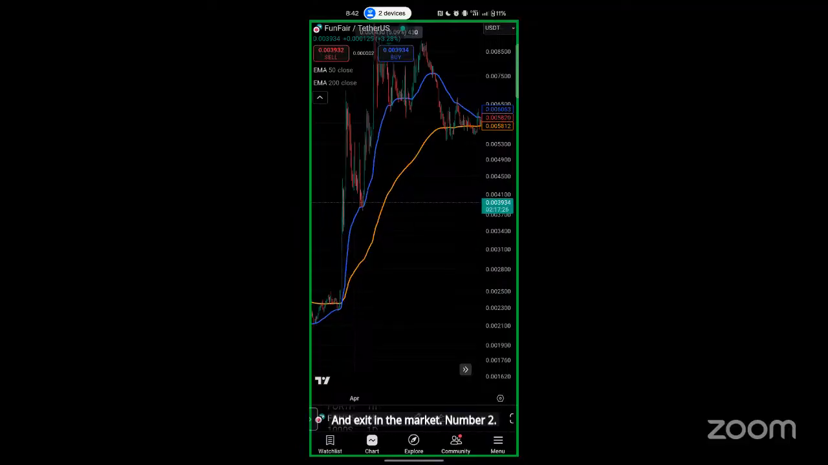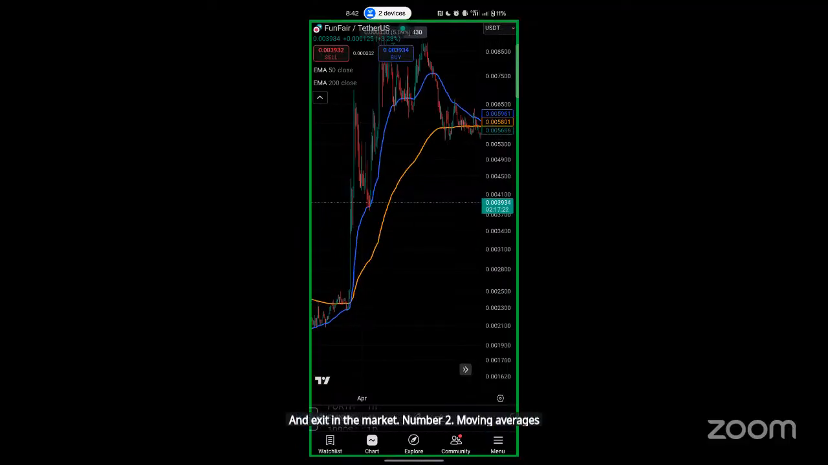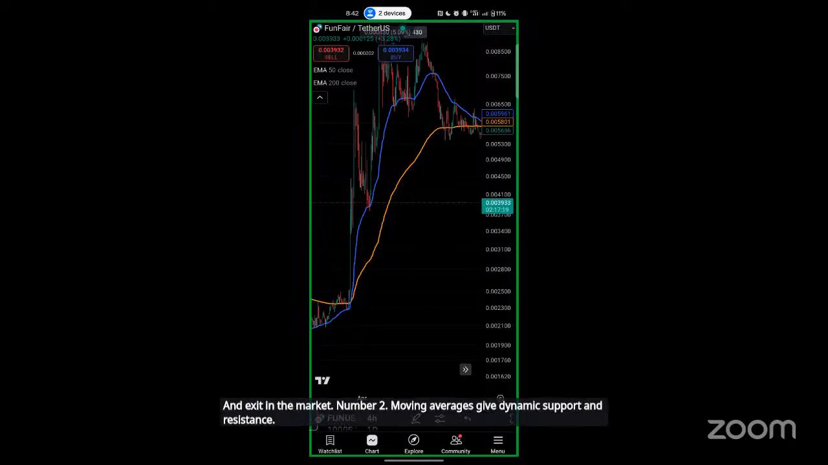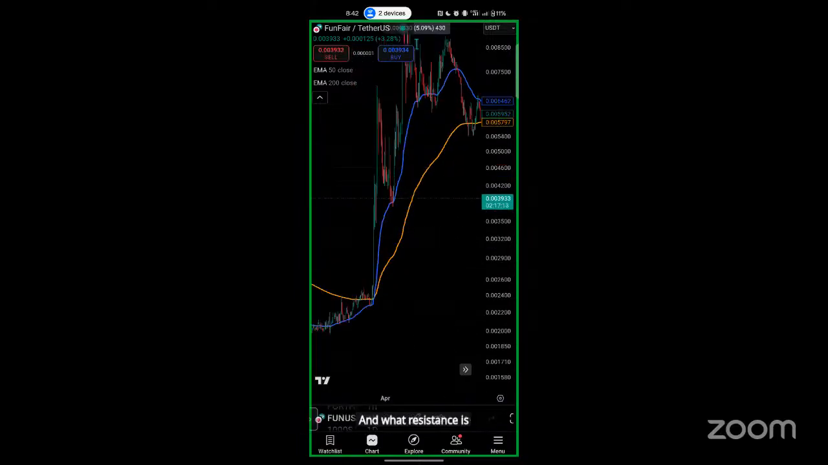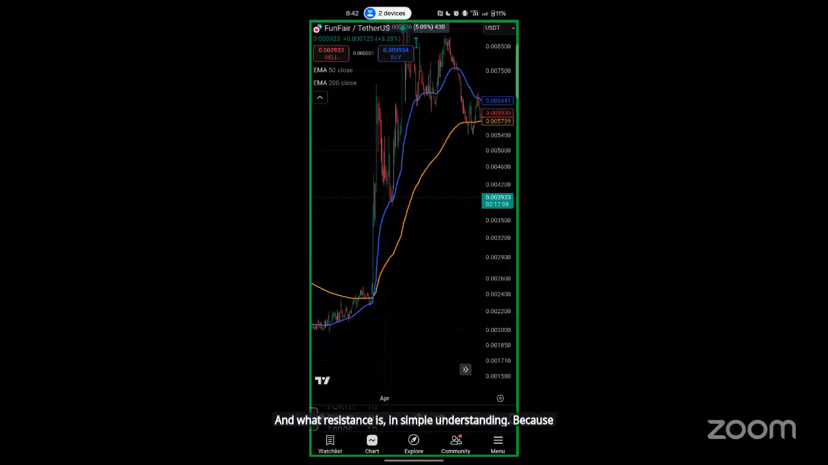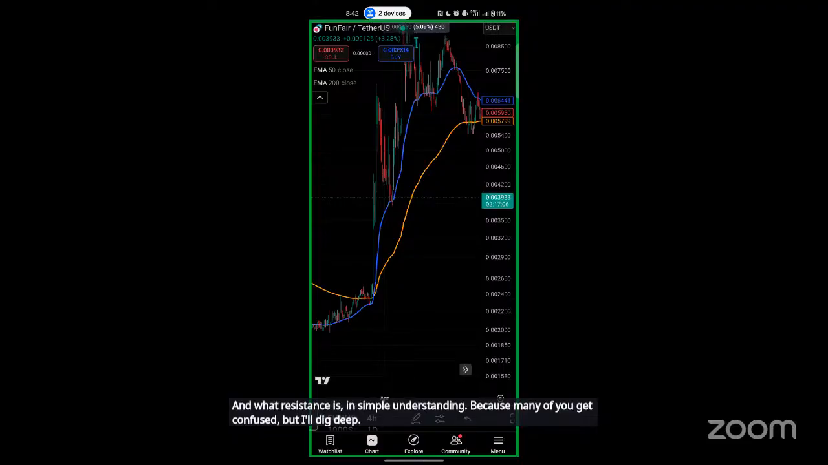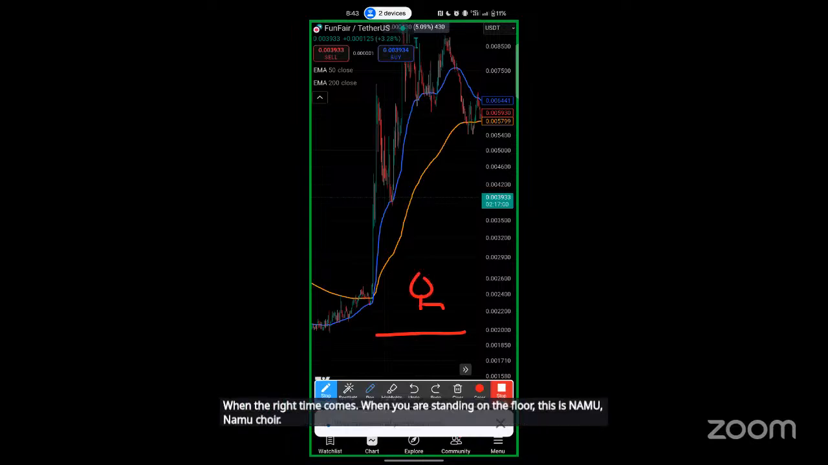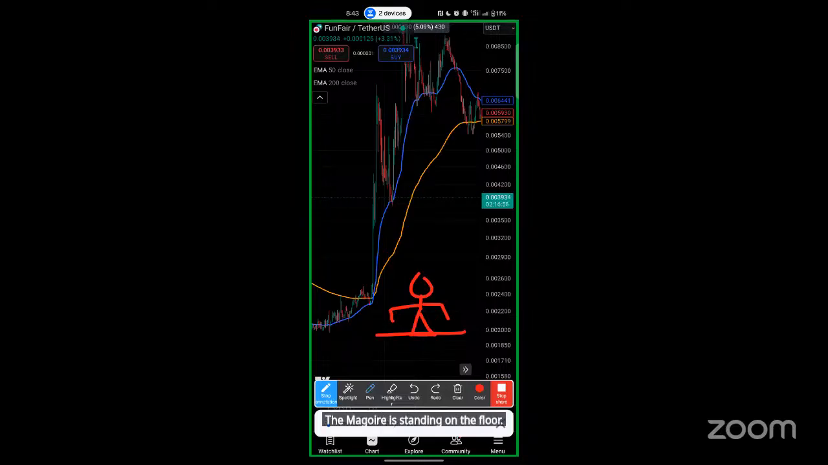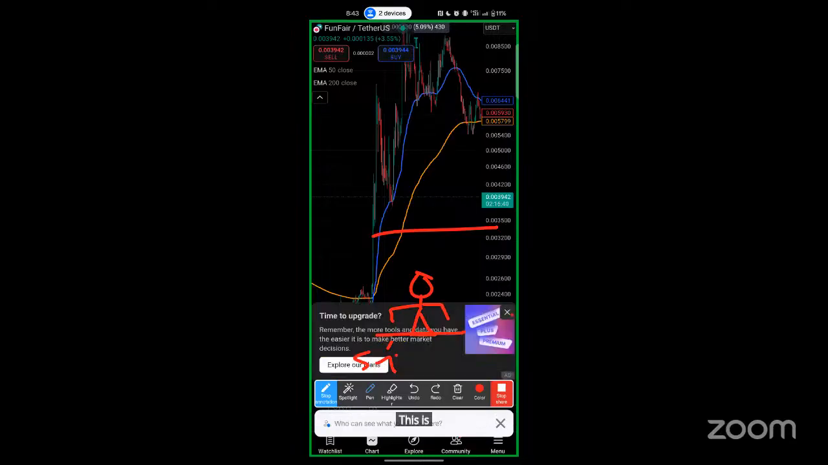Number three, moving averages give dynamic support and resistance. Moving averages can act as support and resistance. Let me explain what support is and what resistance is in simple understanding, because many of you get confused, but I'll dig deep when the right time comes. When you are standing on the floor, this is Namukwaya. Namukwaya is standing on the floor. It means that Namukwaya is being supported. But Namukwaya may want to jump to touch the ceiling. It means that this is Namukwaya's resistance.